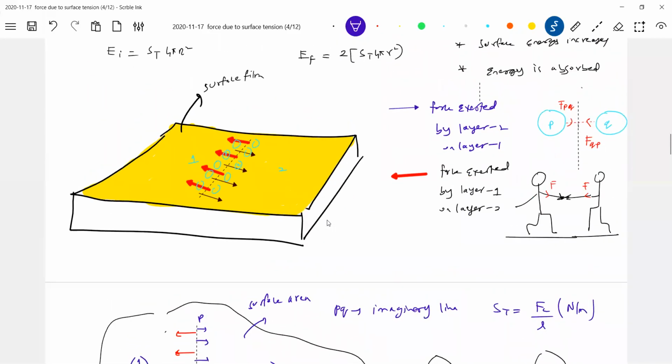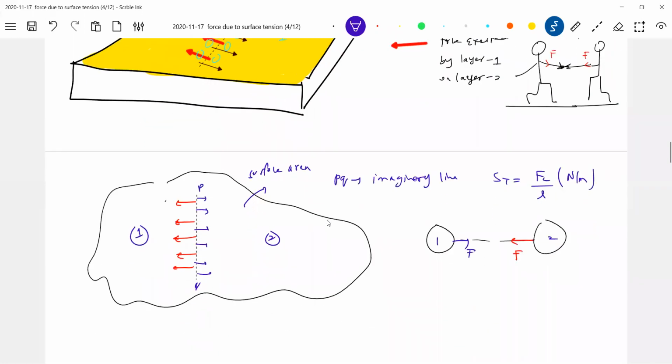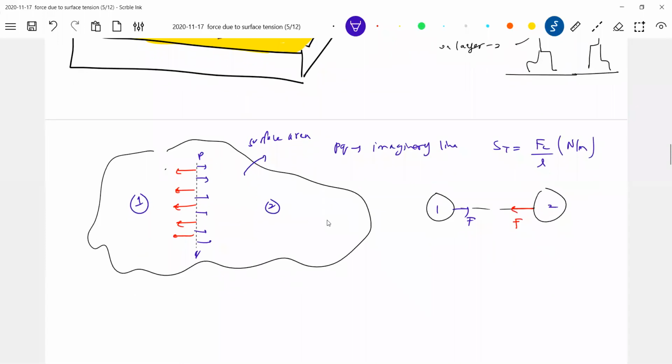So the cohesive force is what? Is it an attractive force? Yes. Is it a conservative force? Yes. And is it tangential to the surface? Yes. This is something very, very important. All our numericals revolve around this one. So what is this? Cohesive, and tangential to the surface.